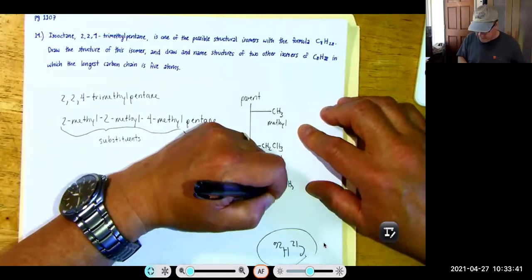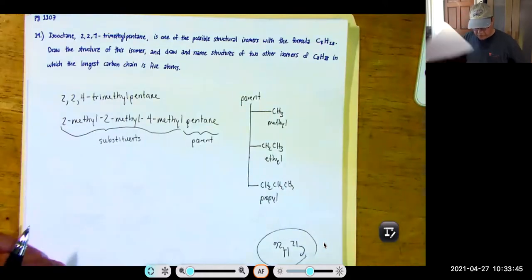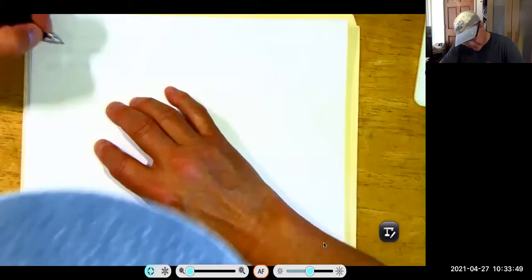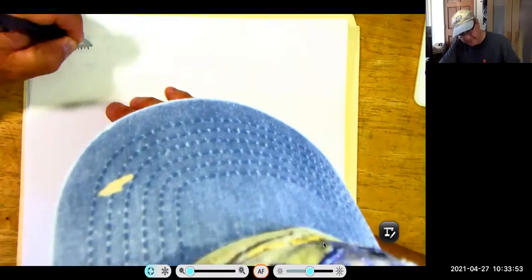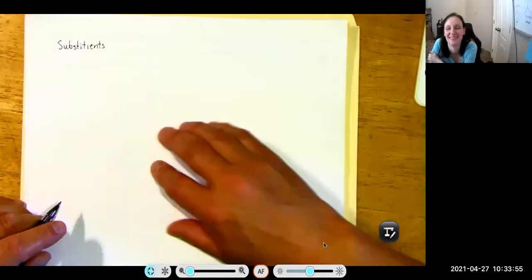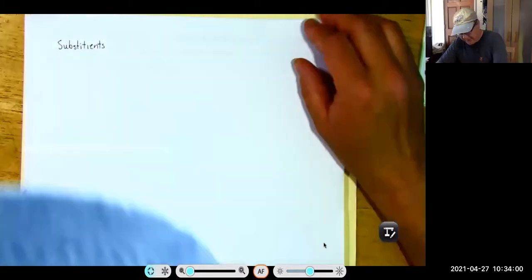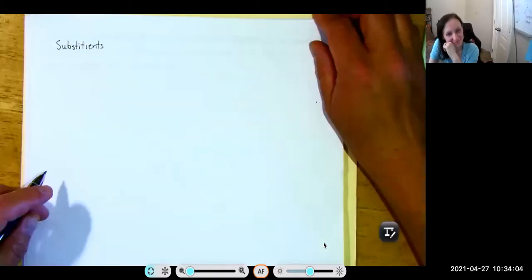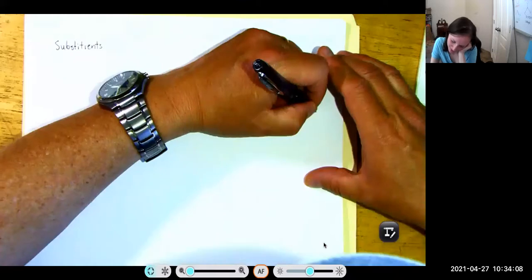I'm going to need another piece of paper here. So we're going to go with substituents again. We're going to go with substituents for 100, Alex. Jeopardy. Okay. That's what I thought you were getting at.